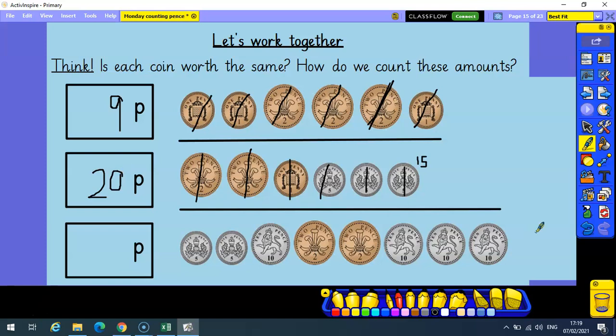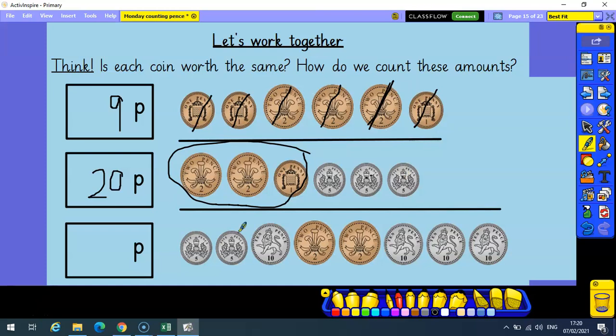Sometimes I can see that the smaller amounts make another 5. So, for example, I know in my head that 4 add 1 is equal to 5. So I know that this is a 5. So 5, 10, 15, 20. That's another trick for you there.